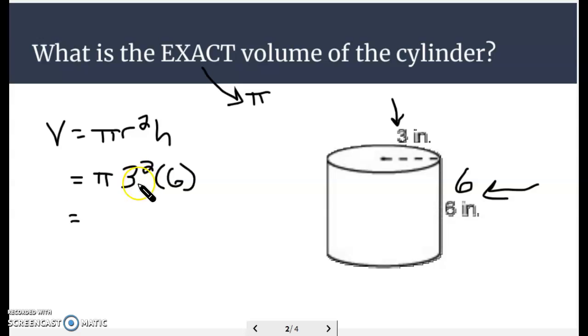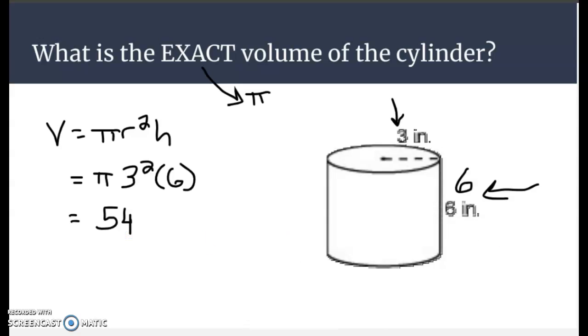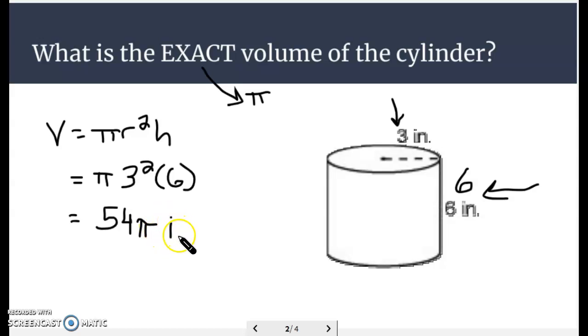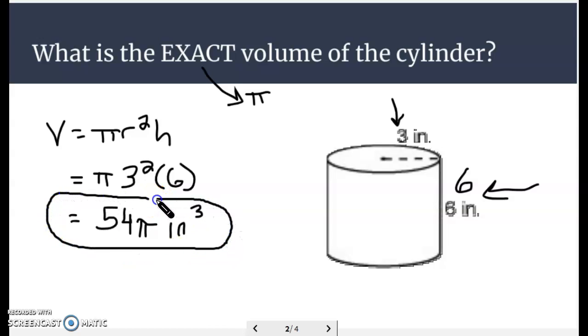3 squared is 9. 9 times 6 is 54. We're going to write it as 54, and we're going to keep the pi. But notice how I'm going to label it. We're in inches, so we say cubic inches. That's how you measure a volume. It needs 3 dimensions. 54 pi cubic inches is what we call the exact volume of this cylinder.